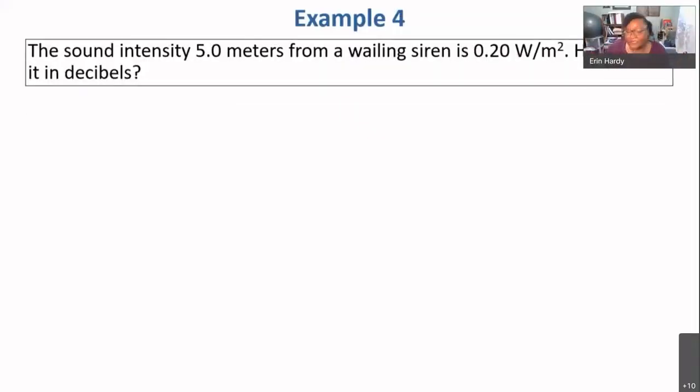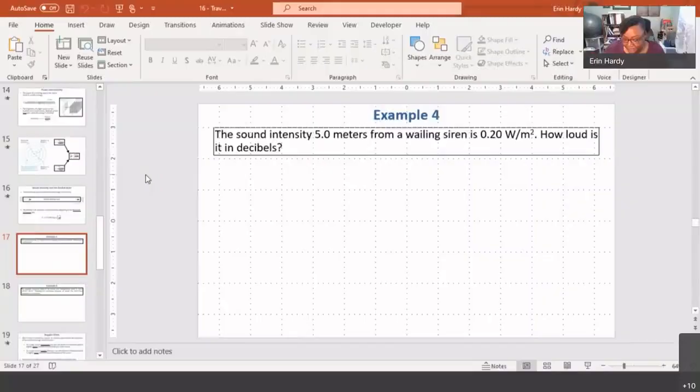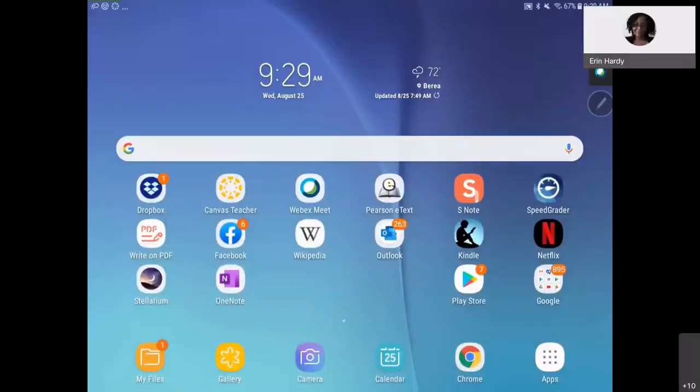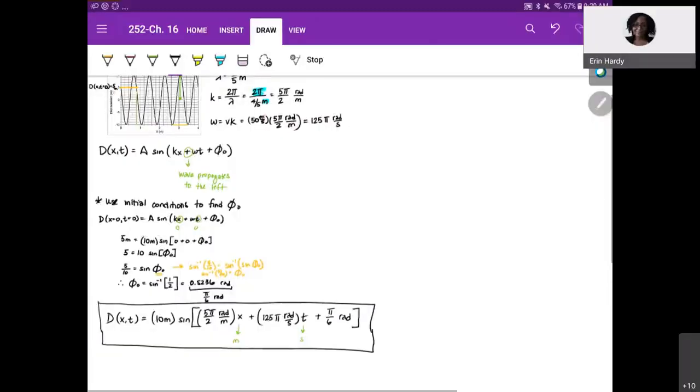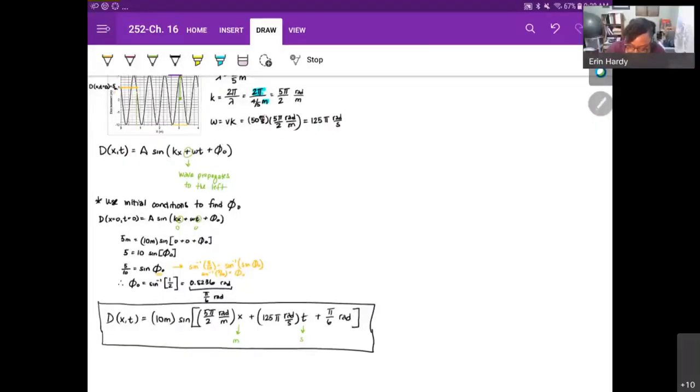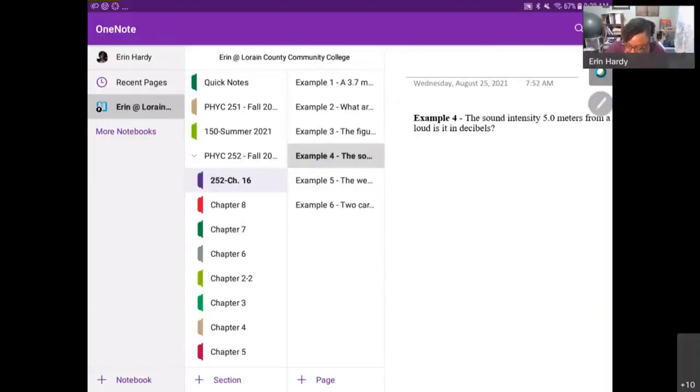Okay, so let's swap here. Oh, and I think I need to read, there we go.